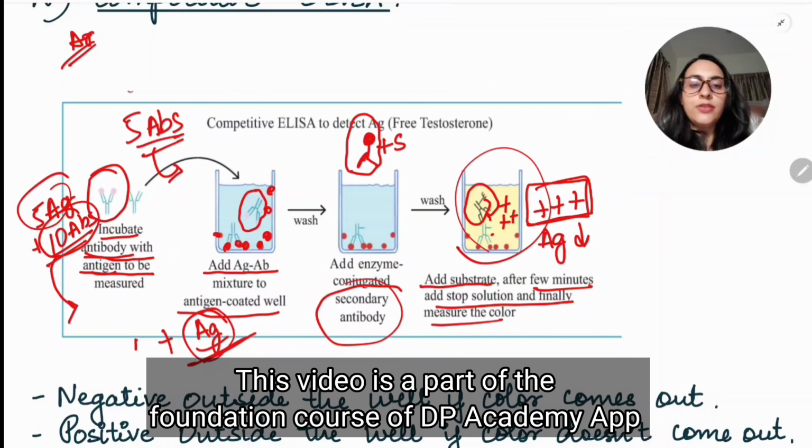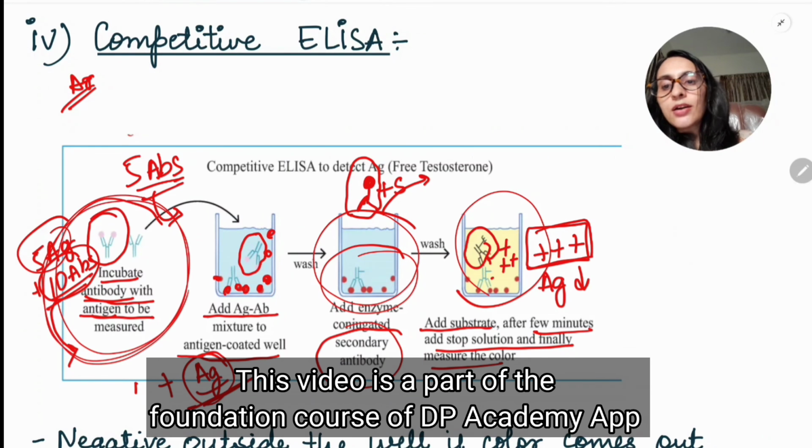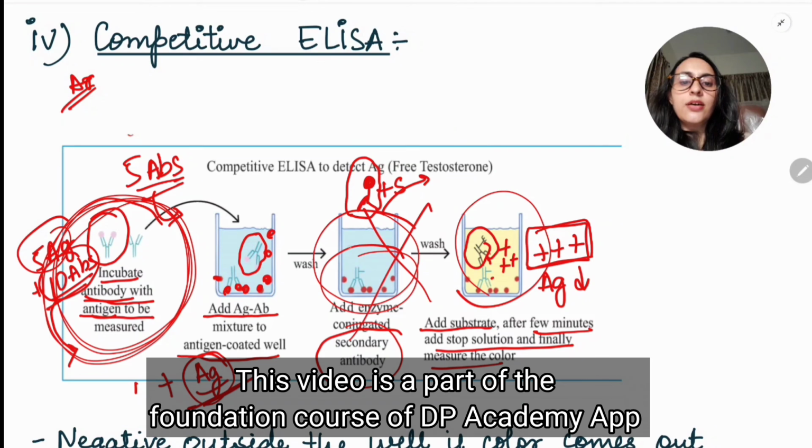If no color comes in the ELISA plate, if no color change is seen, that means all the reaction has occurred outside only. There is no reaction that occurs inside the plate. All the reaction has occurred outside. No reaction has occurred inside the ELISA plate.